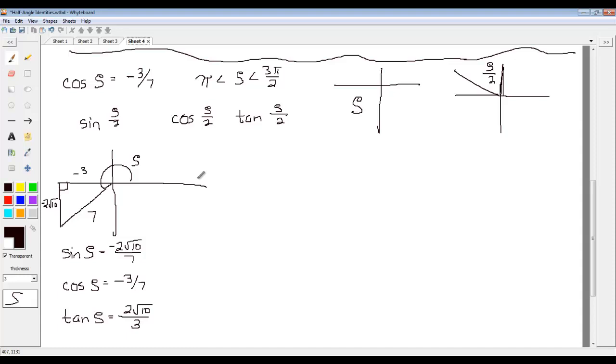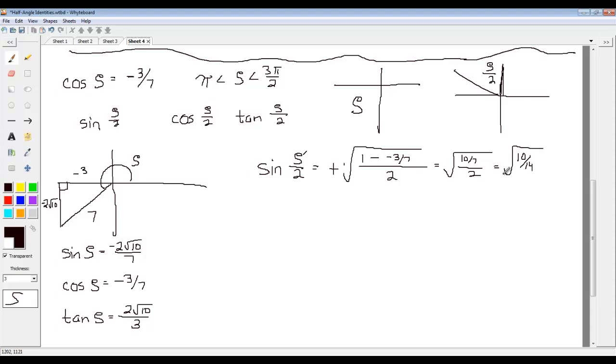Okay, so let's use our identities now to help us out here. To find the sine of s over 2, we can use, let's see, so s over 2 is in quadrant 2, and that's where sines are positive, so we can use the positive square root of 1 minus the cosine of s, which is negative 3/7, all over 2. So we have the square root, let's see, 7/7, that'll be 10/7 on top, and then 2 on the bottom. So the square root of 10/14, same thing as the square root of 5/7. So it's going to be square root of 35 over 7 when you simplify that. So there's your sine of s over 2.